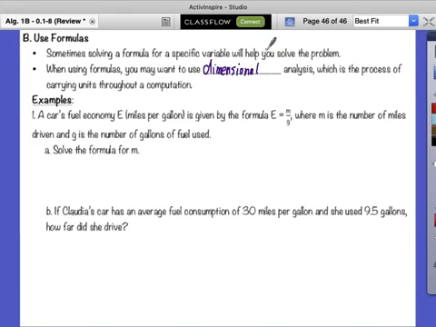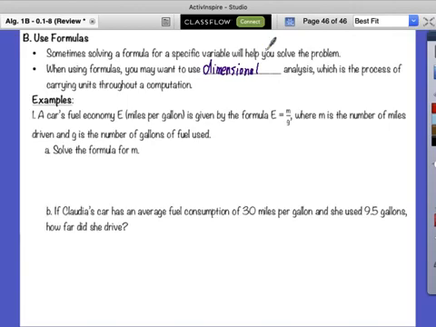Dimensional analysis is the process of carrying units through computation, okay? So converting from maybe millimeters to inches, or millimeters to meters. We're going to do a couple of problems, and they both have an A and a B part here.